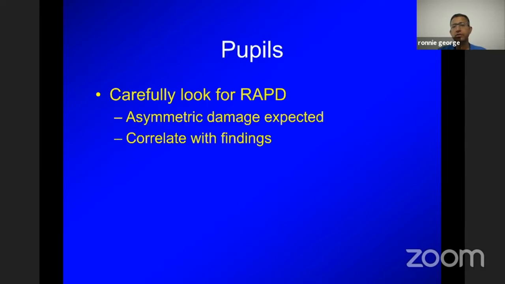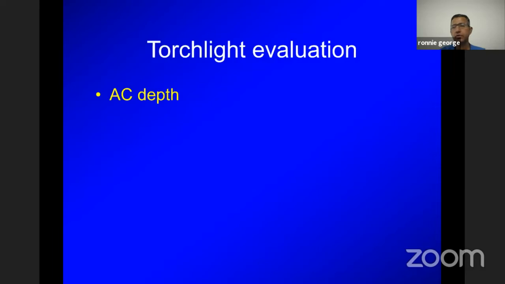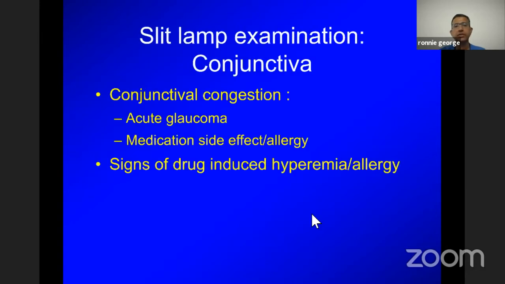A very careful evaluation of the pupils is important because a lot of primary glaucoma is asymmetric, and you might miss a relative afferent pupillary defect unless you look for it closely. And of course, always correlate with your clinical findings. A torchlight evaluation to look at the AC depth helps. It would give you a gross idea of what's happening.